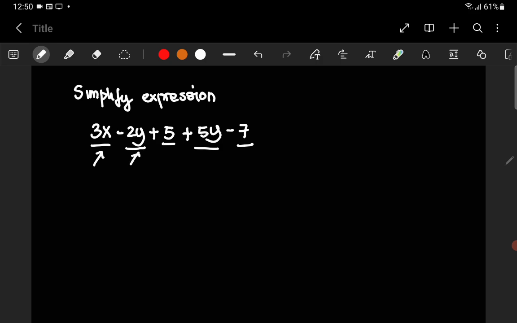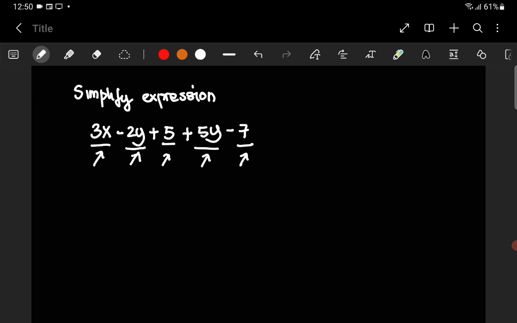The purpose of having 2y here is to minus 2y from the expression, and then the 5 here, the purpose is to add 5 to the expression, and then the purpose of 5y is to add the value of 5y to the expression. And then the 7 here, the purpose of having 7 is to minus 7 from the expression.